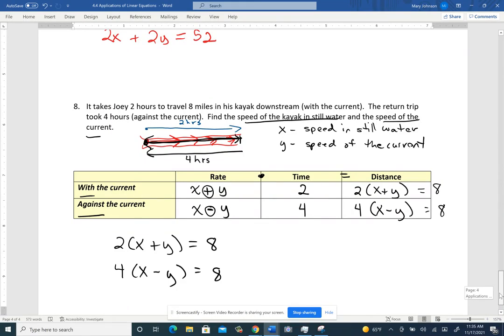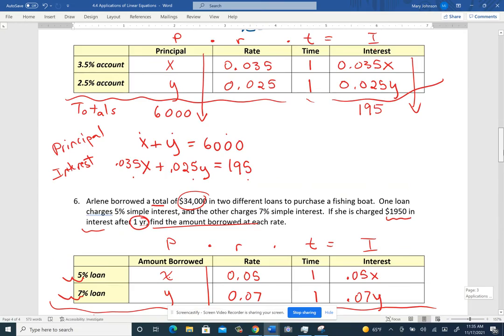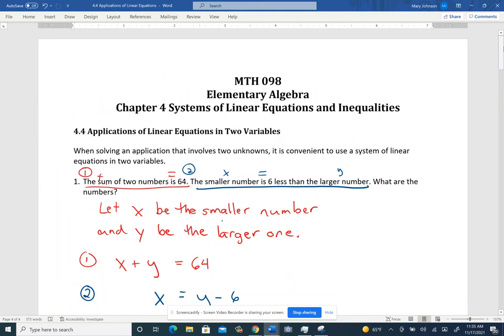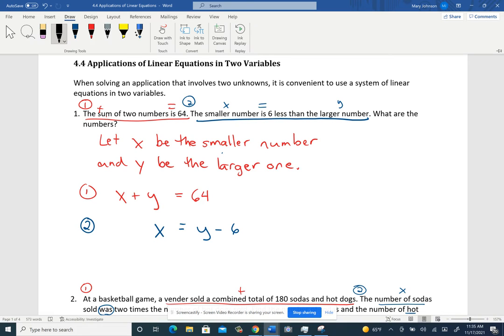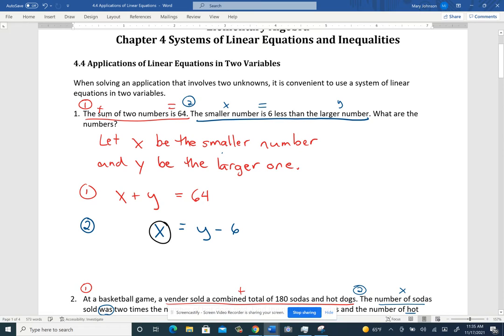Okay, now I'm going to go back to the problems we set up, and let's now work on solving these. Okay, so the first one, we have our system. I'm looking at it and I'm noticing that the x is already by itself in that second equation. So that makes it a good candidate for substitution.